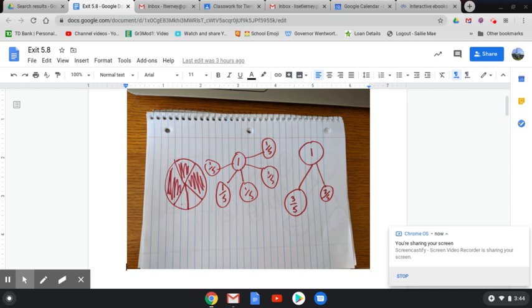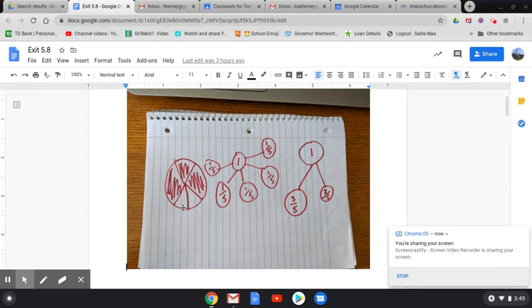So here's a video for exit ticket 5-8, but I want to add a little extra to it to make sure that you understand. The whole point of this is to show three different parts to show fractions. So right here, let me see, cursor. I'm not getting any luck with the cursor.